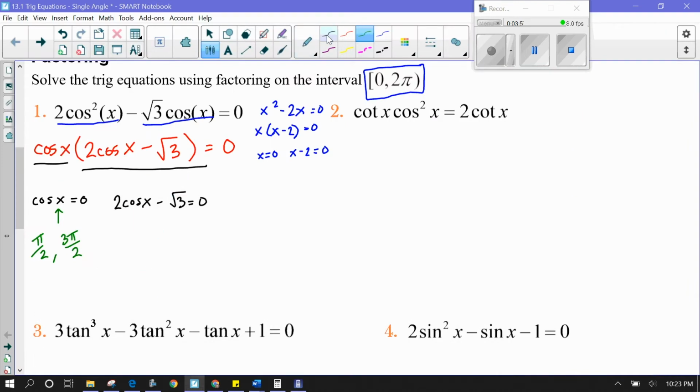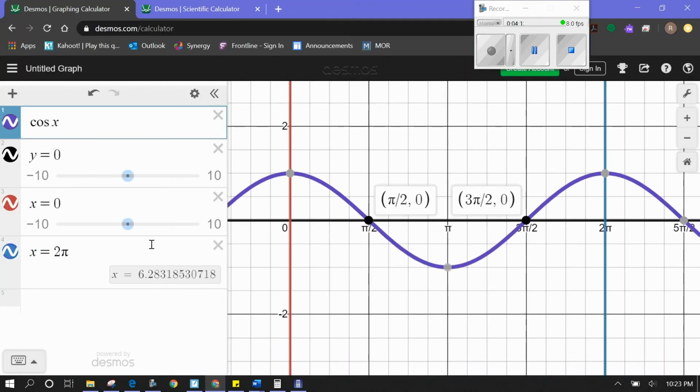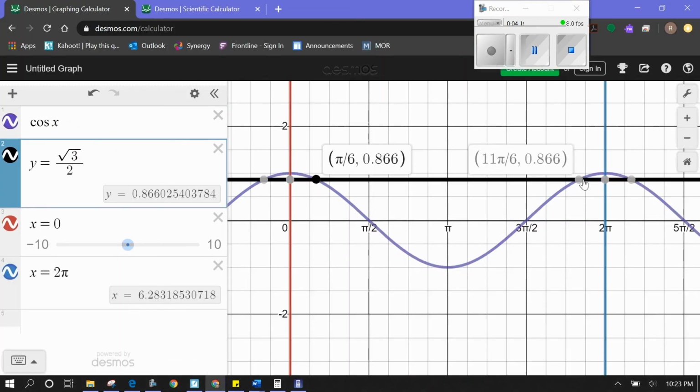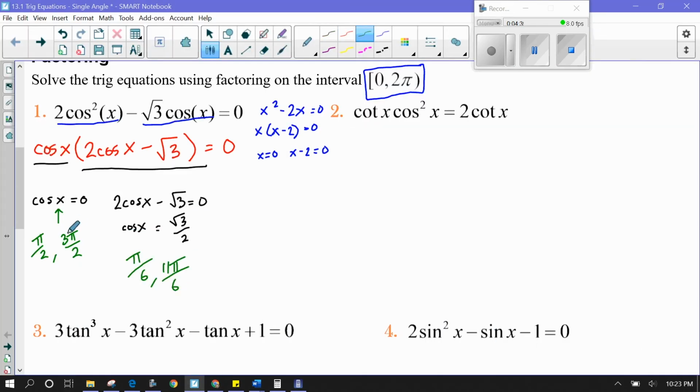Alright, next one. I can come over to this, and if I add over the root 3 and then divide by 2, I want to know what input is going to give me root 3 over 2 for my cosine function. In between the red and the blue line, in between 0 and 2 pi, I see that it's giving me a solution at pi over 6 and 11 pi over 6. So altogether, these four would be all of the solutions in this interval for this trig equation.